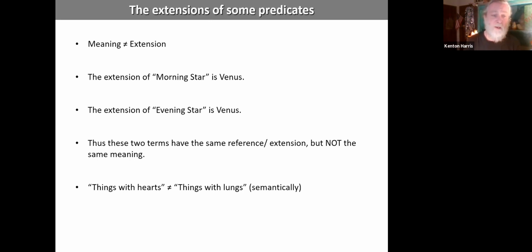In a similar way, it turns out that organisms with hearts are organisms with lungs, such that any organism which has a heart is an organism that has lungs, and vice versa. But having a heart doesn't mean having lungs, and having lungs doesn't mean having a heart. While these are coextensional, they refer to the same extensions, they're not semantically identical. They don't mean the same thing.